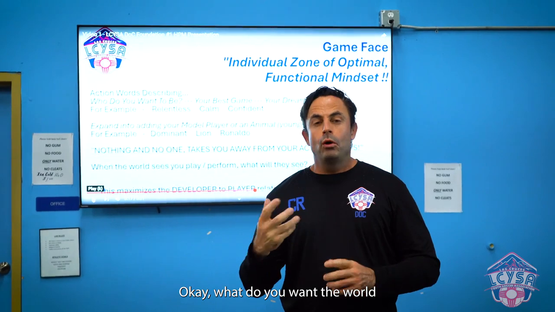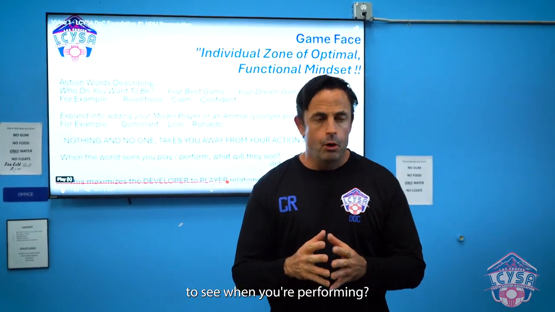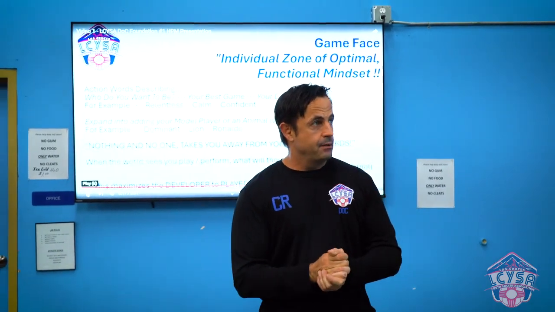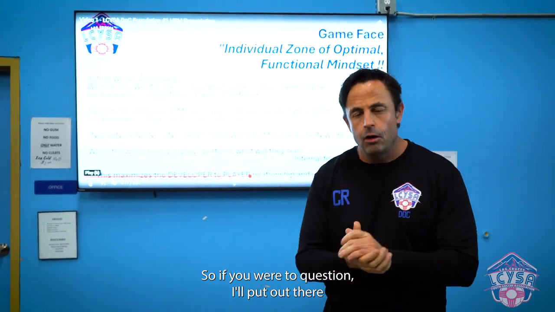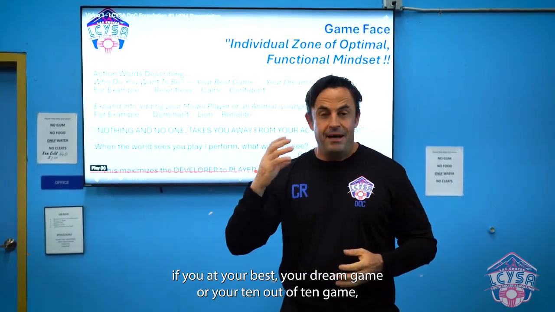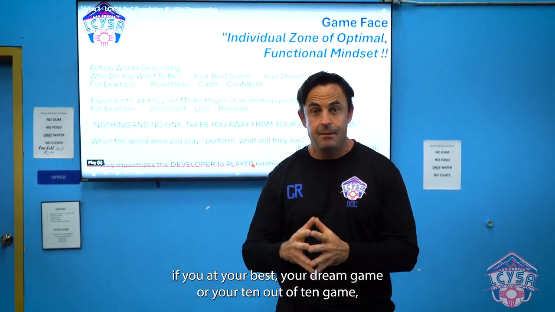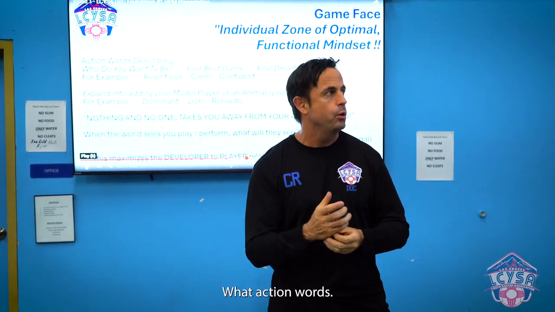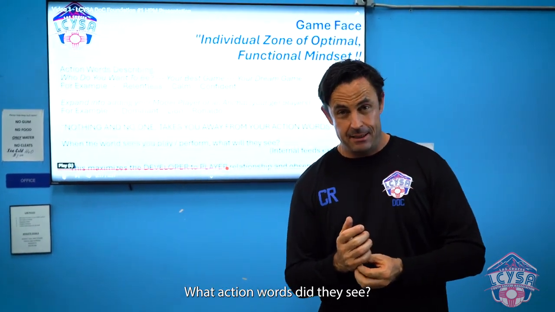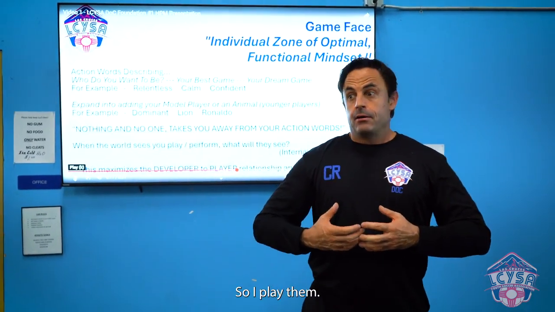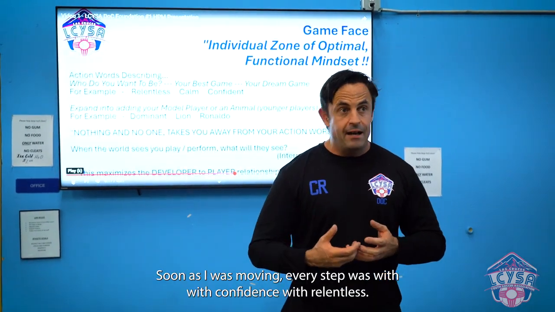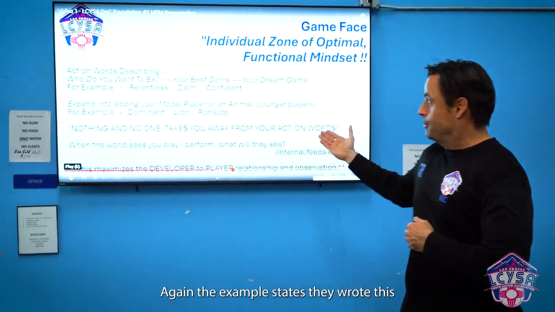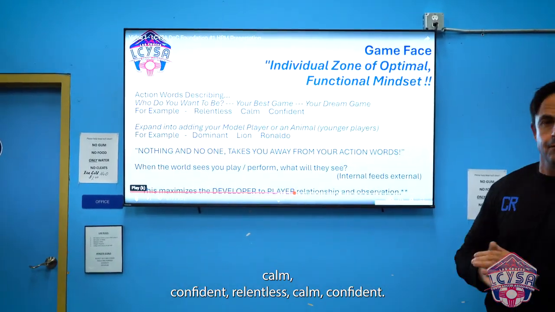Okay, what do you want the world to see when you're performing? So if you were to question or put out there, if you at your best, your dream game or your 10 out of 10 game, or when you were playing at your very, very best, what did the world see you play? What action words did they see? And again, the player was saying, as I was moving, every step was with confidence, with relentless. Again, as the example states there, relentless, calm, confident.